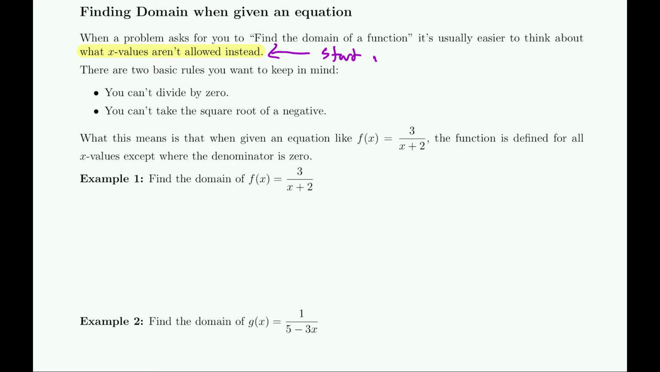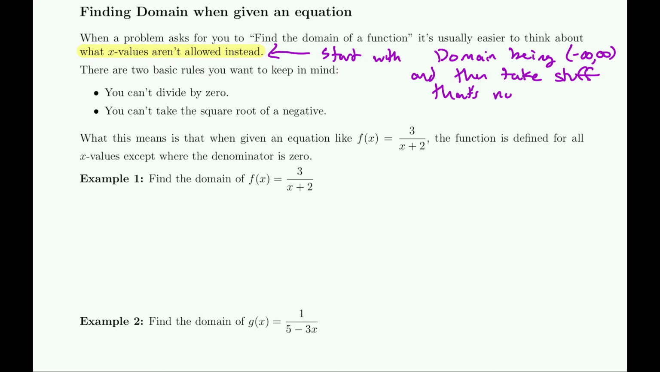So by default, what you want to do is start with the domain being like -infinity to infinity. That's everything, right? And then you're taking stuff away if you need to. So then you take stuff that's not allowed away.